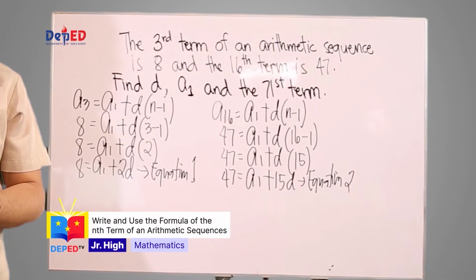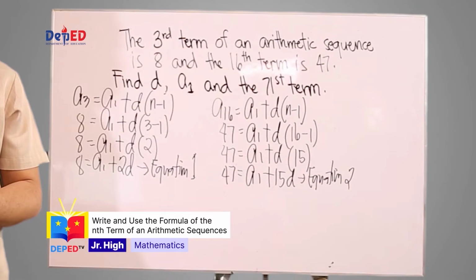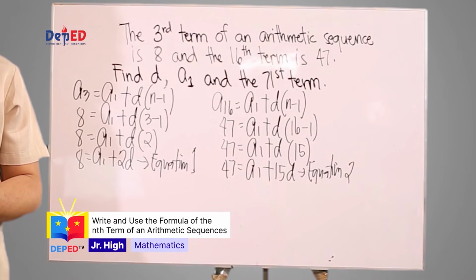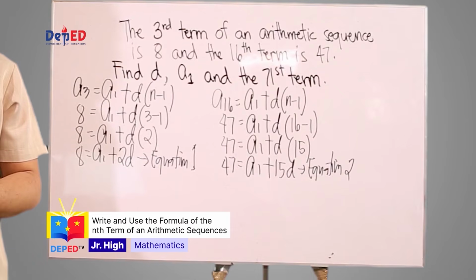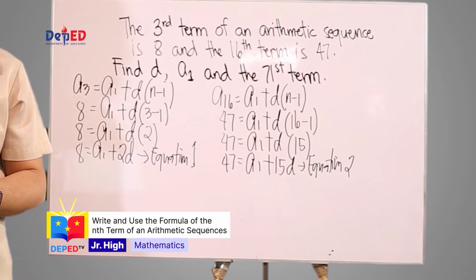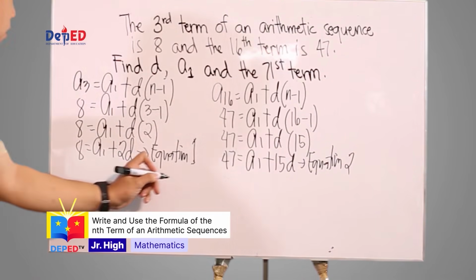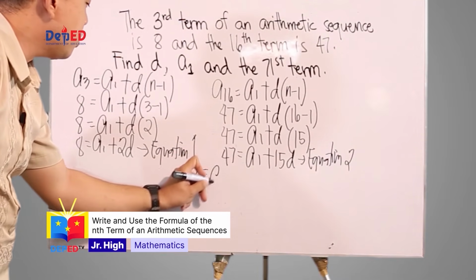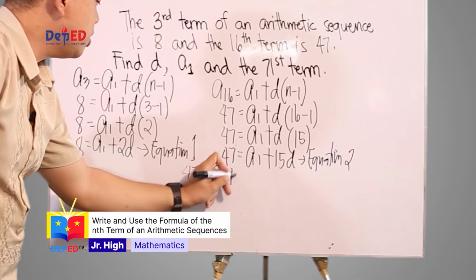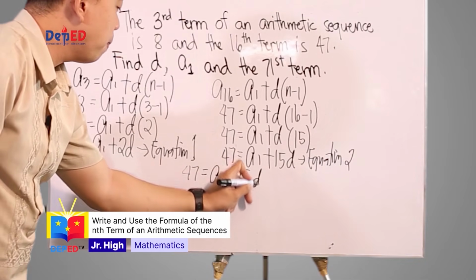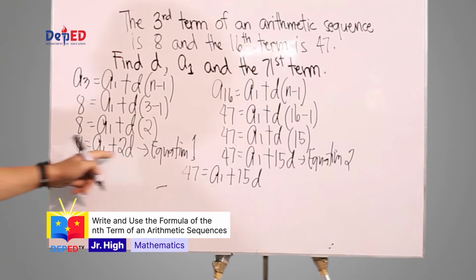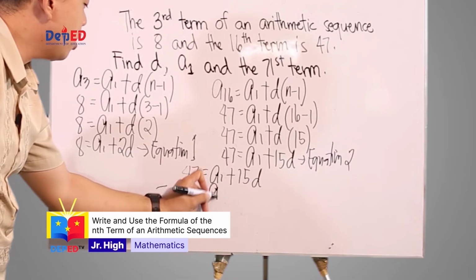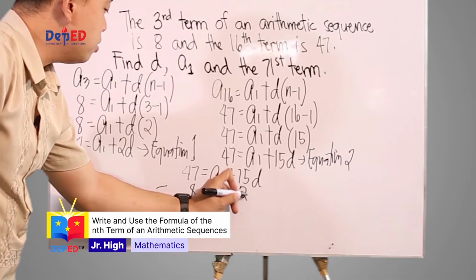Using equation 1 and equation 2, solve for the first term, a sub 1, and the common difference, d, by subtracting equation 2 by equation 1. We will have the second equation, 47, is equal to a sub 1 plus 15d, minus equation 1, which is 8, is equal to a sub 1 plus 2d.